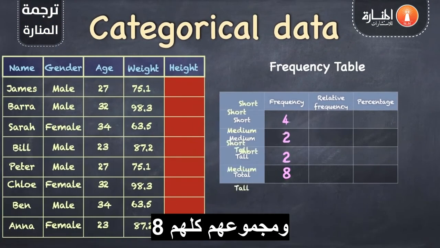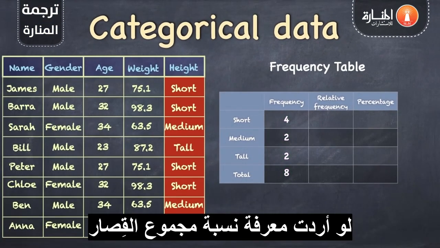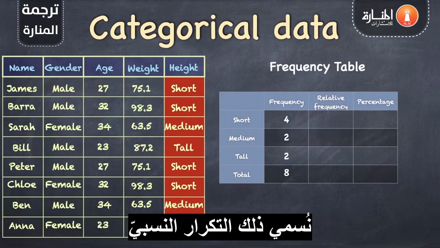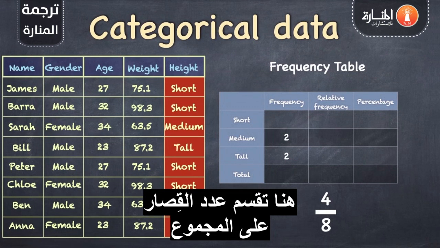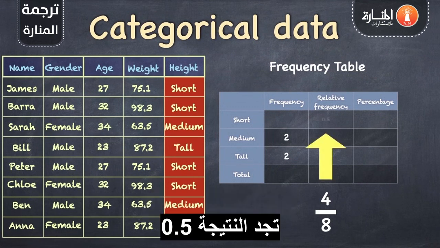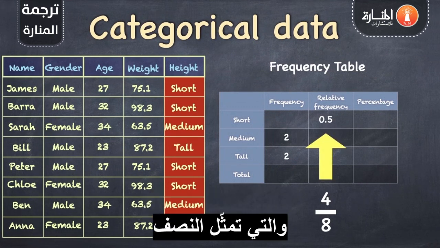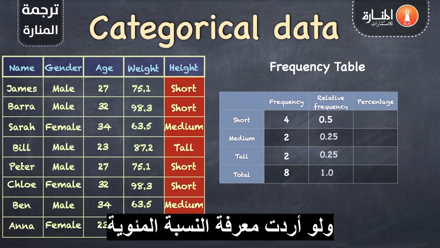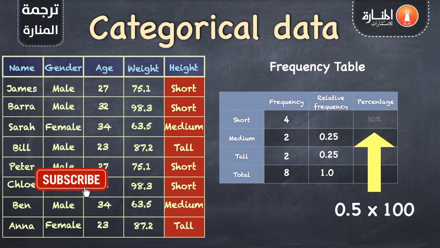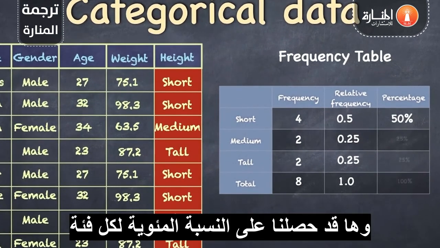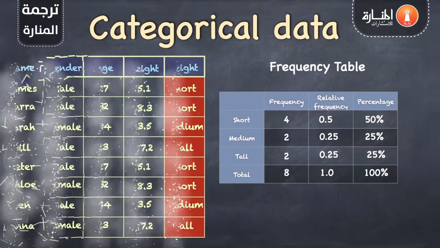Now, if you want to know what proportion of the total are short, we call that the relative frequency. Then, of course, what you do is you divide the number of short people by the total, and you've got 0.5, which is a half. And if you want to know what the percentage is, well, you simply multiply by 100. And there you go. We've got the percentage for each category.